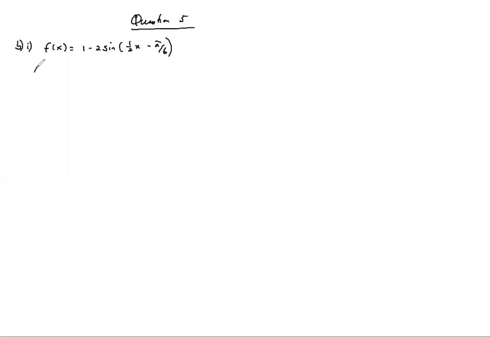So first find the amplitude, the modulus of -2, which is 2. Period, 2 pi over b, and this is 2 pi over half, which becomes 4 pi.